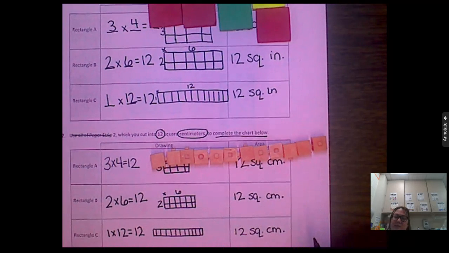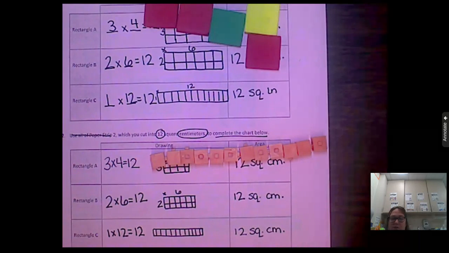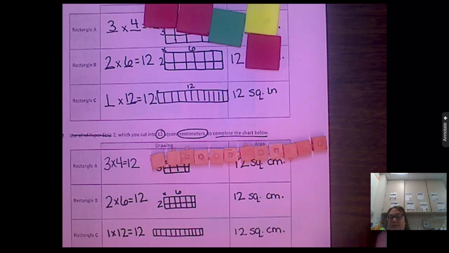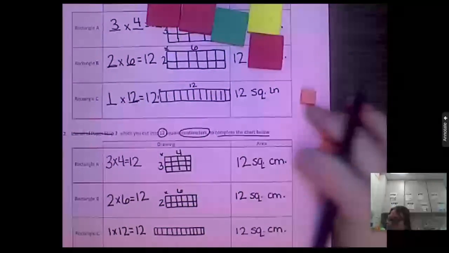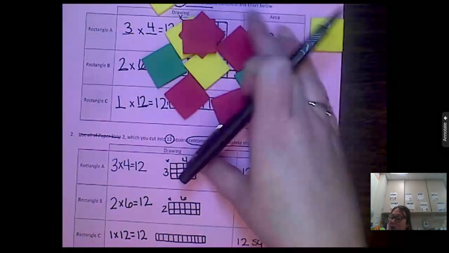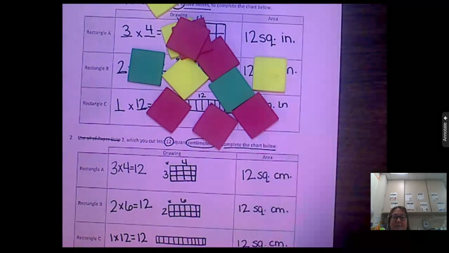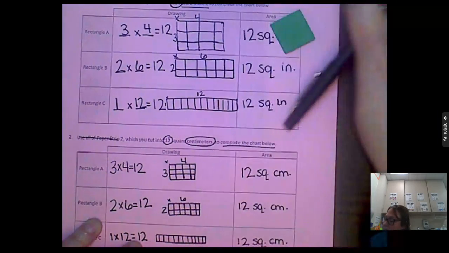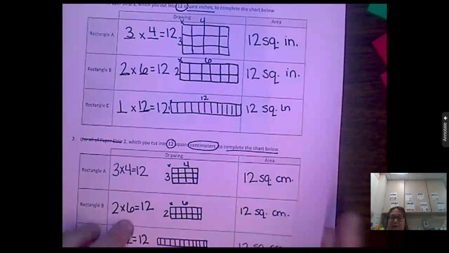So what's the difference between using the square inch tiles and the square centimeter tiles? Square inches are obviously quite a bit bigger. So if we're building with square inches, it's bigger. If we're building with square centimeters, it's smaller. Okay, if you need to take a few minutes to pause your video and finish that up, if you want to build some other rectangles and find some different areas, feel free to do that. It's good practice. And when you're ready, you can unpause and look at the other side.